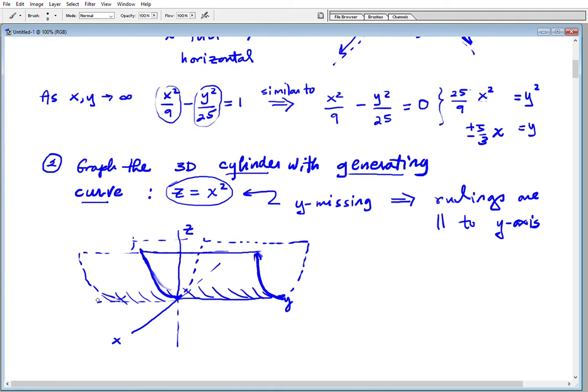The rulings go in the direction of the y-axis. Here's the y-axis. So this line, if I draw this line, that would be a ruling. All right, so they're parallel to the missing variable, and they go along the length of the cylinder. So that would be that cylinder, z equal x squared.